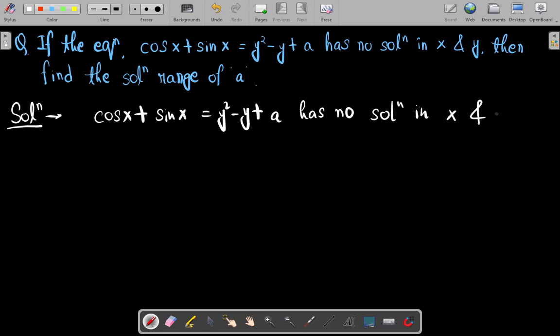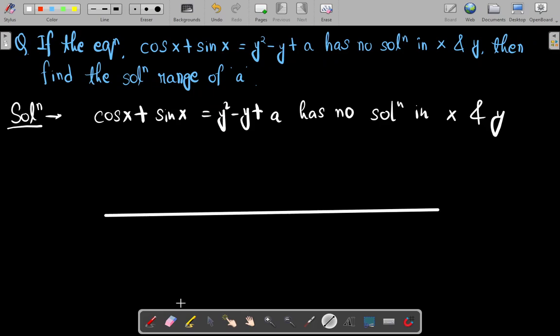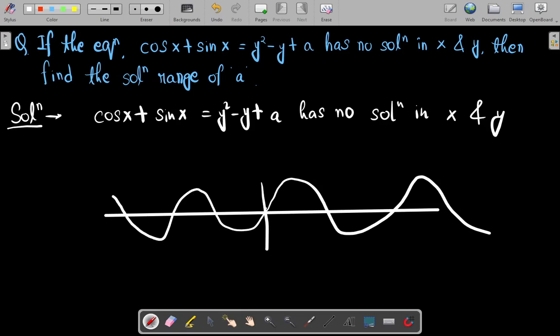in x and y. Okay, so these are two different curves, right? This cos x plus sin x. The first curve is of a trigonometric nature, right? It goes like this and this and this. Okay, this is the left hand side of this curve, cos x plus sin x.